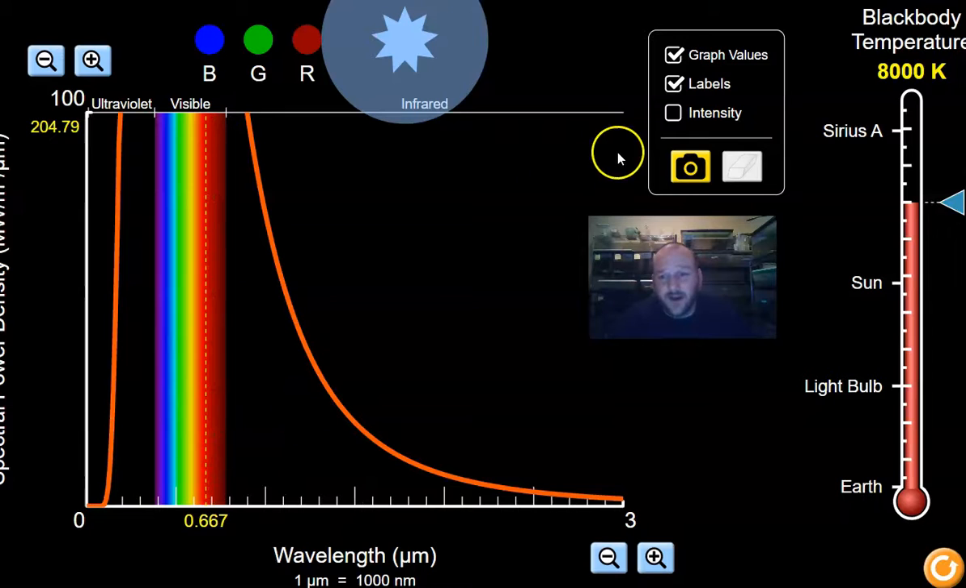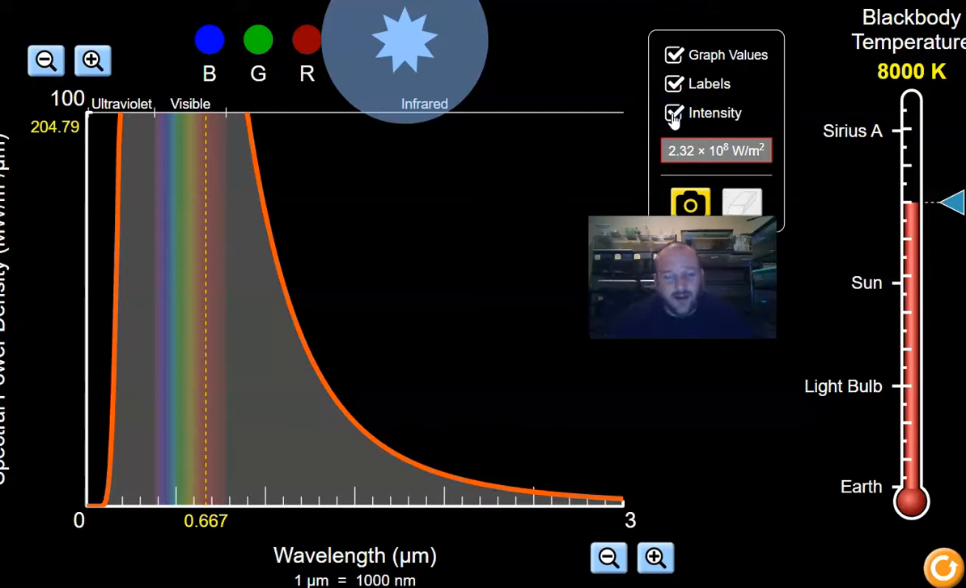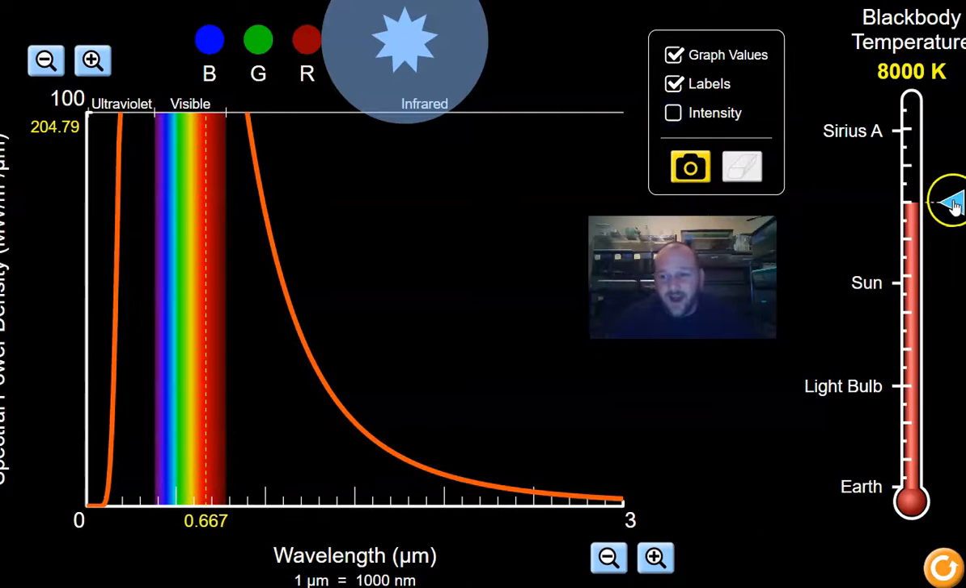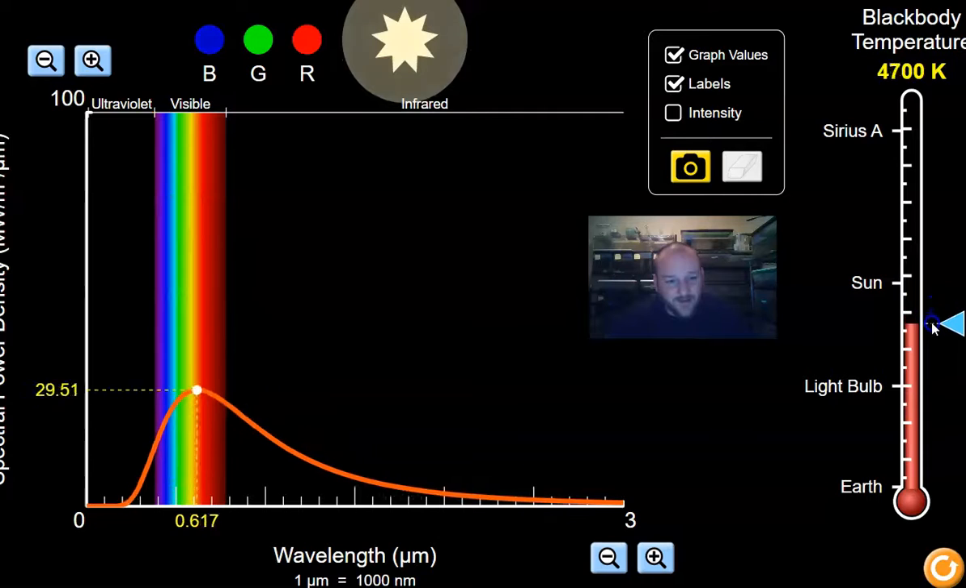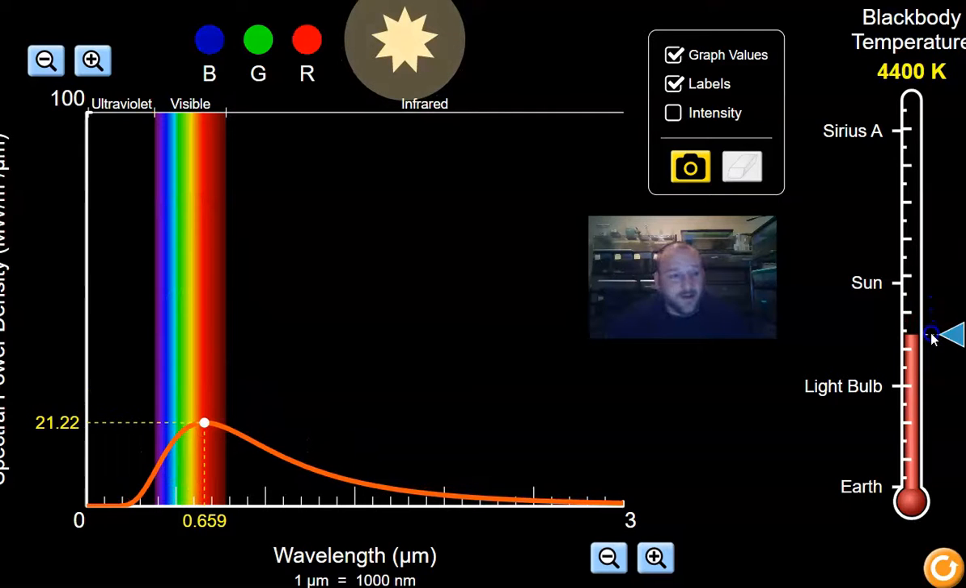So all that is good. We can change the intensity or the brightness of it, and then we can also bring the object down to things that are much, much dimmer than the sun. So this is good. I think it explains black body radiation and gives you an idea of how we would see sort of a distribution there. I do think this is helpful.